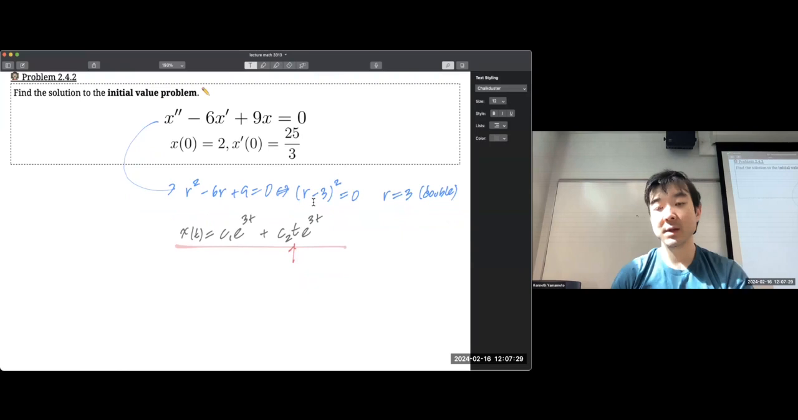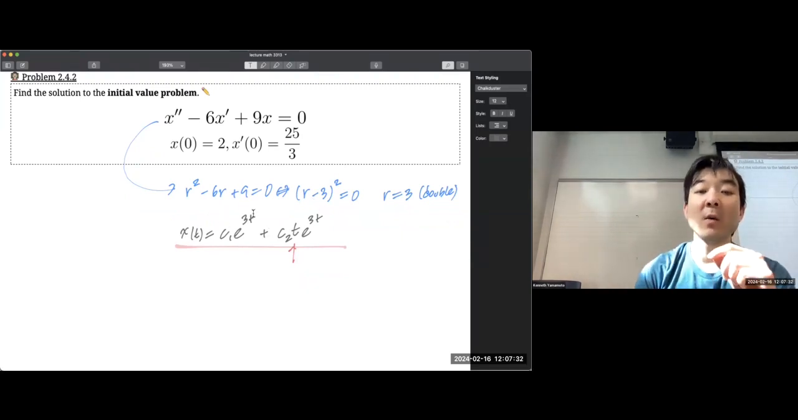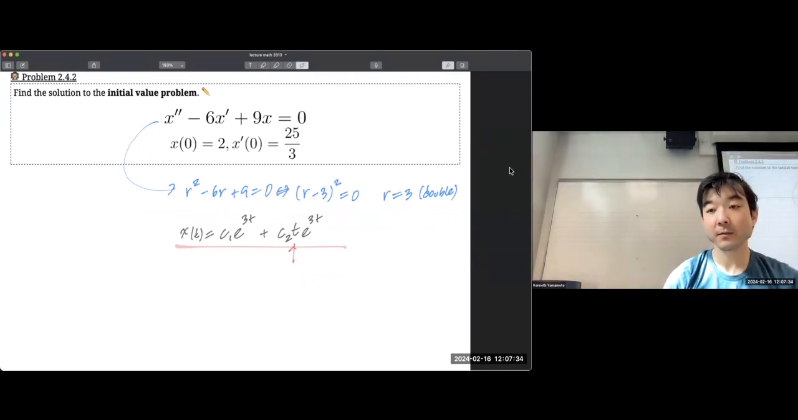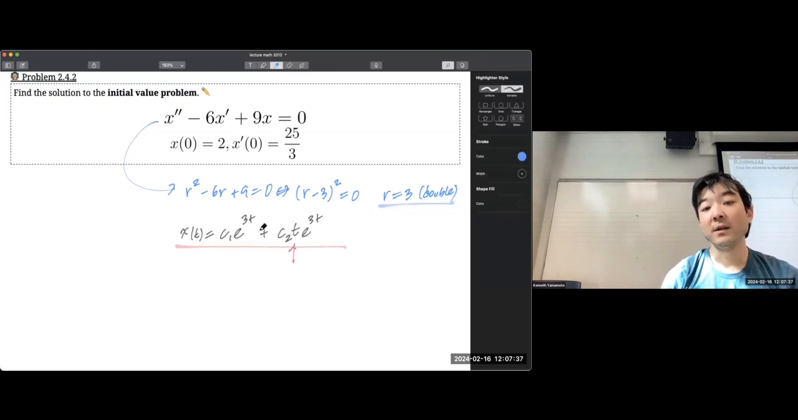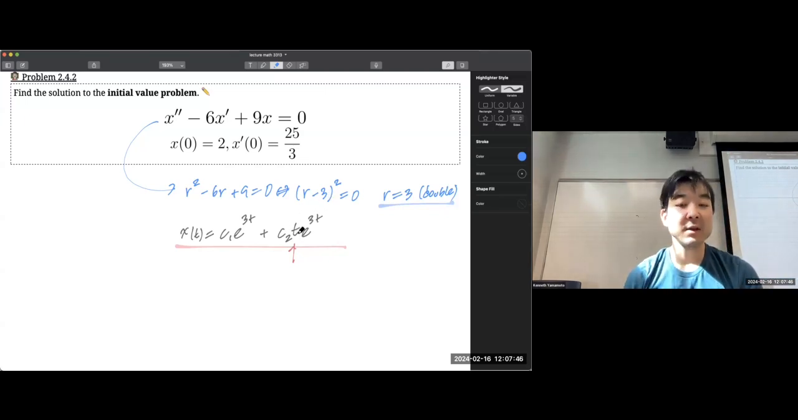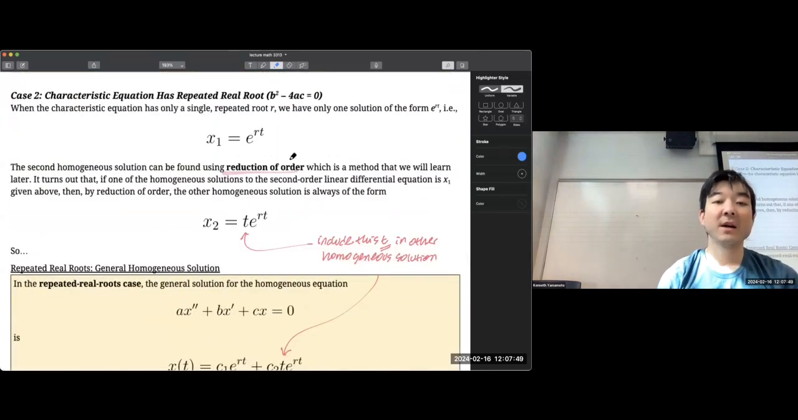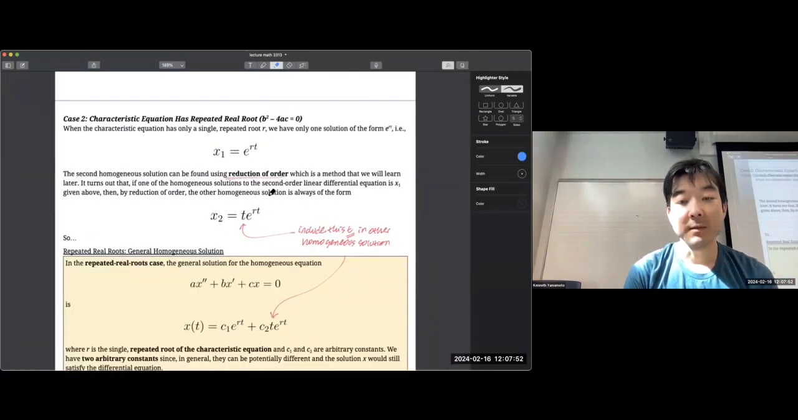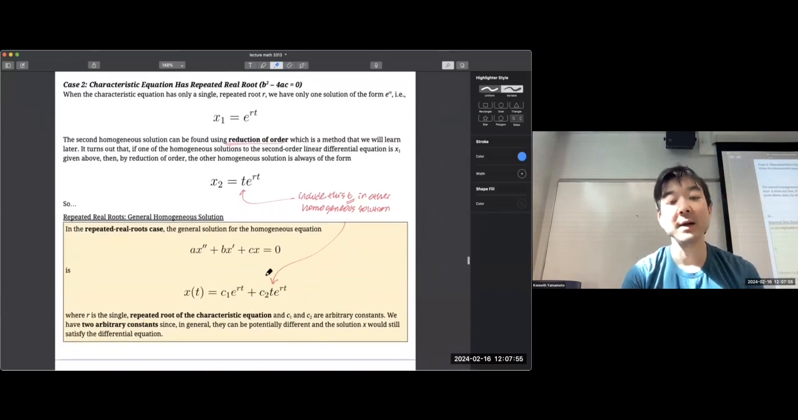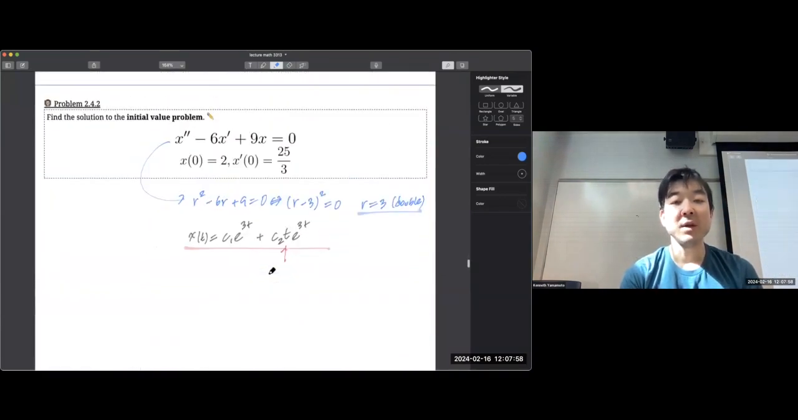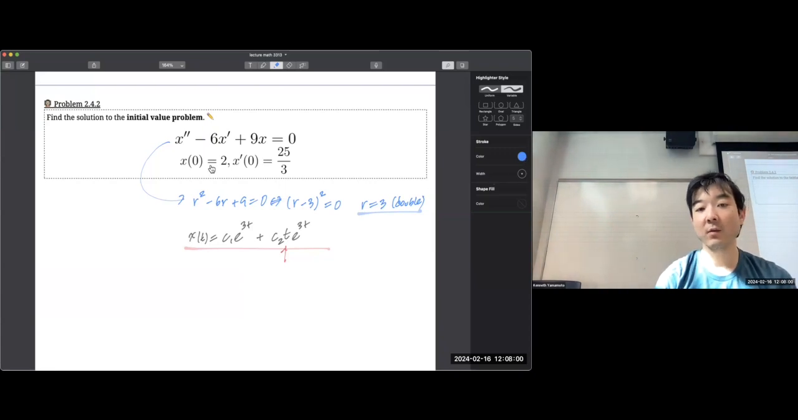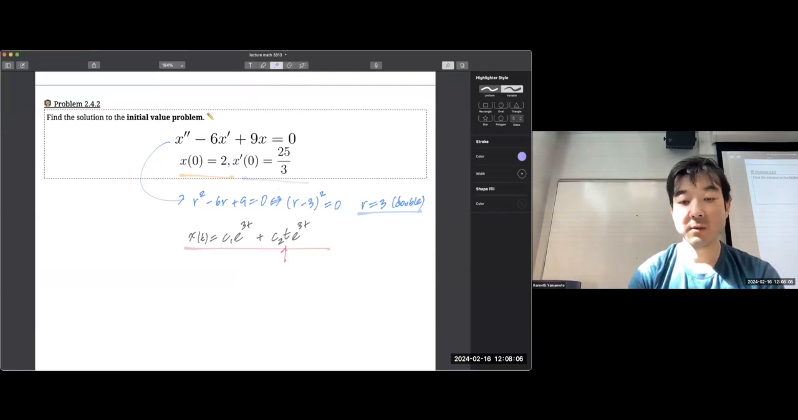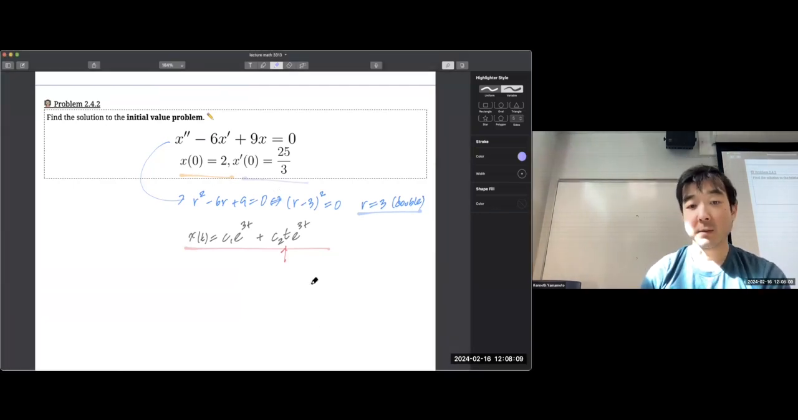So if you have a characteristic equation that gives you a repeated root, we can tell that one of the solutions for sure will be the e to the 3t, because that's r is equal to 3. The other one, it would be redundant to just say e to the 3t as well. But you can have the e to the 3t, but it'll be multiplied by t. And this is something I'll have to show using reduction of order later. But for now, we're just going to use that. And in this problem, we also have two initial conditions. We have one condition on the function. We have another condition on the derivative. So it's the same process that we've been doing before. You'll just apply the initial conditions.